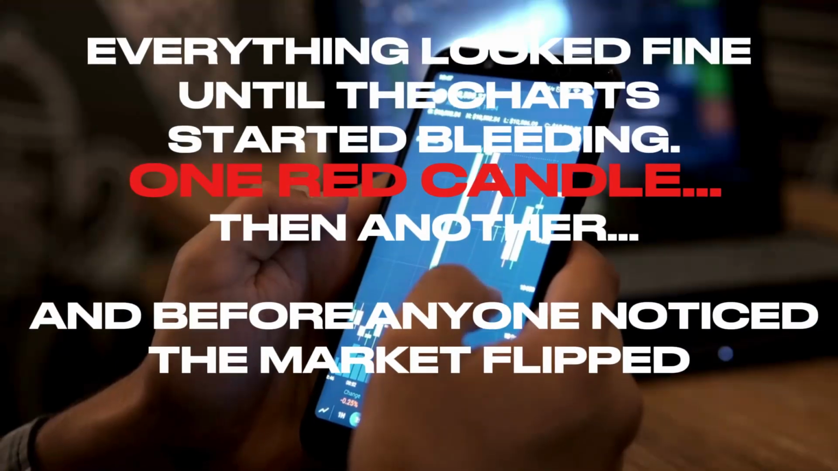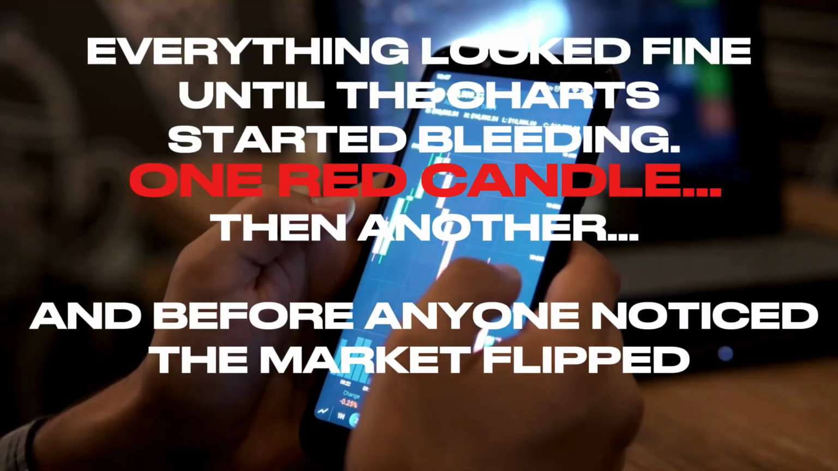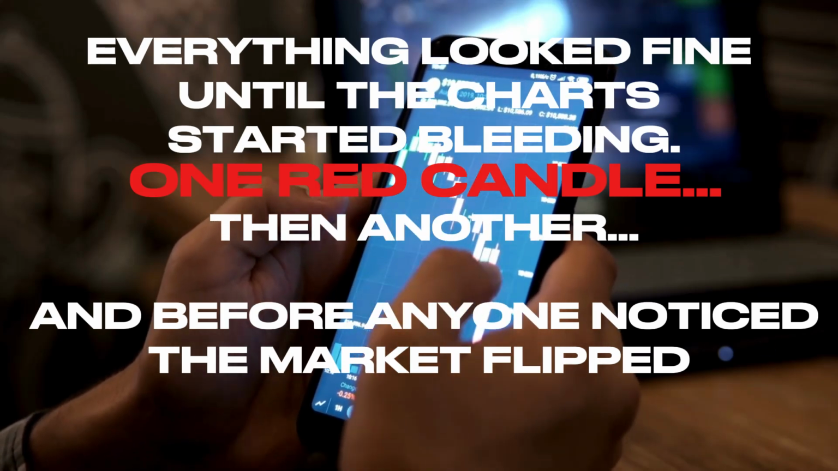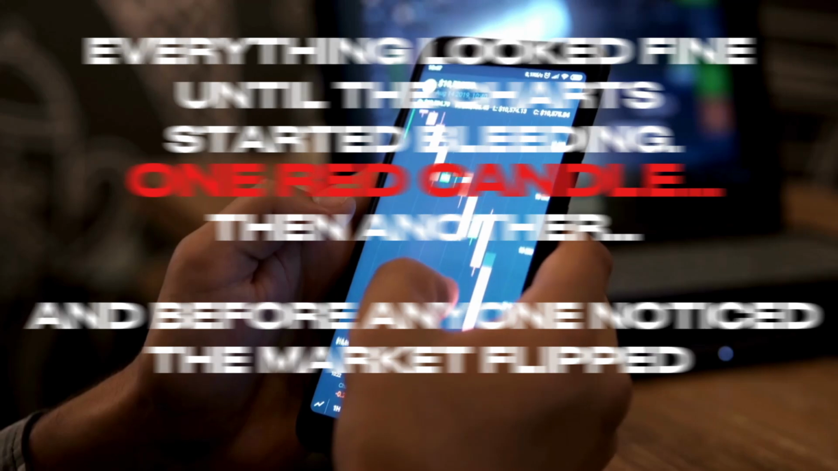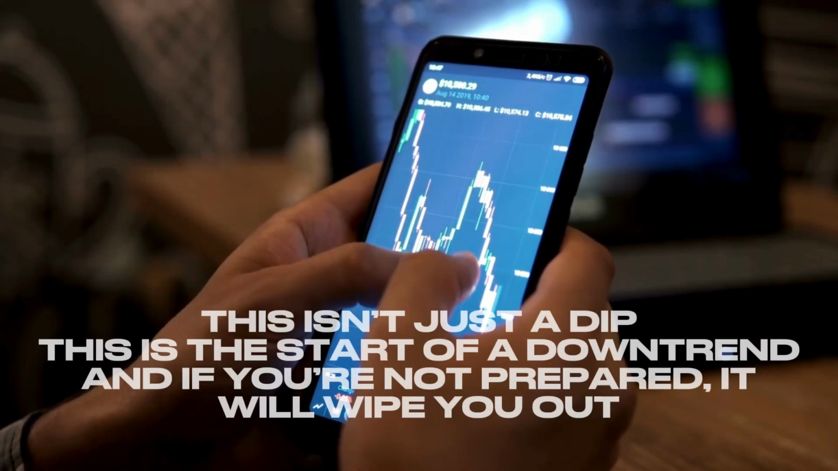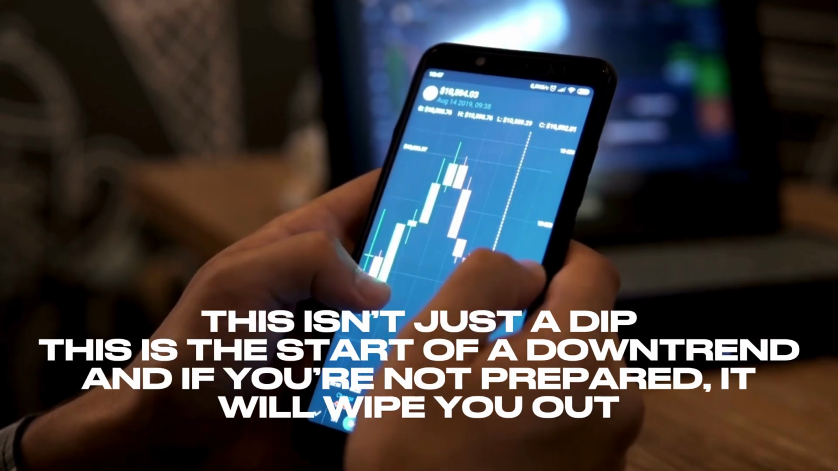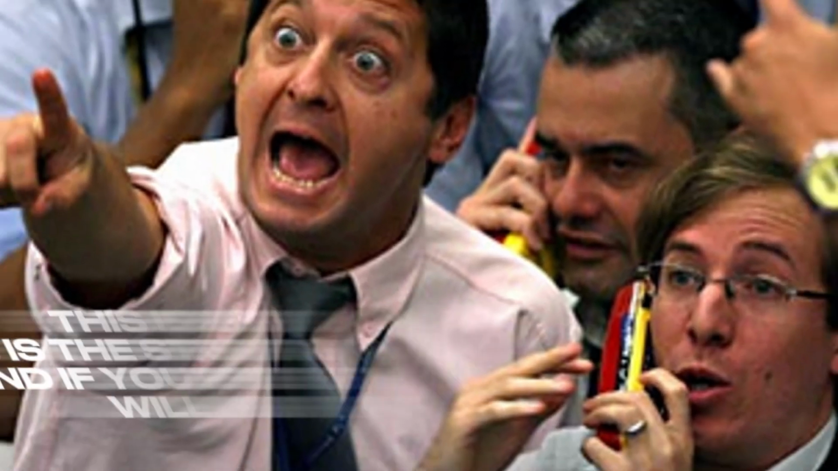Everything looked fine until the chart started bleeding. One red candle, then another, and before anyone noticed, the market flipped. Buyers vanished. Fear took over. This isn't just a dip. This is the start of a downtrend. And if you're not prepared, it will wipe you out.